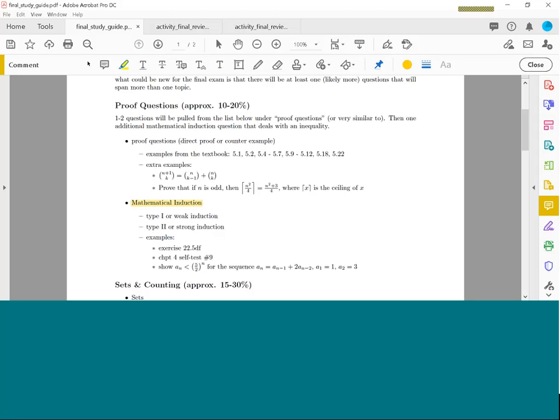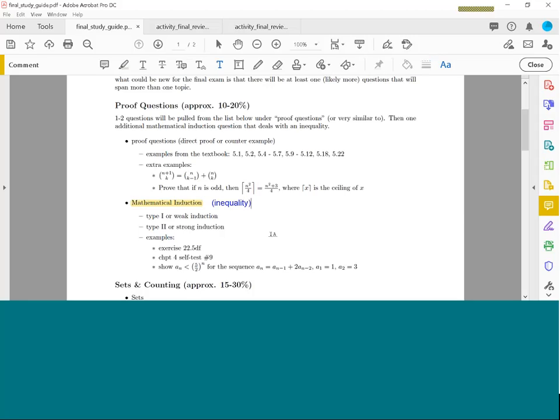So in terms of the mathematical induction, I went ahead and listed out that we talked about both weak induction and strong induction, or in the book that I learned it from, type 1 or type 2 induction. And then I put some examples. I believe this one was one we did in class. And these two are in your textbook. I'm not assuming that you know what any of those examples are without looking them up in your textbook. But what it's actually going to turn out to be is an induction question that deals with an inequality.